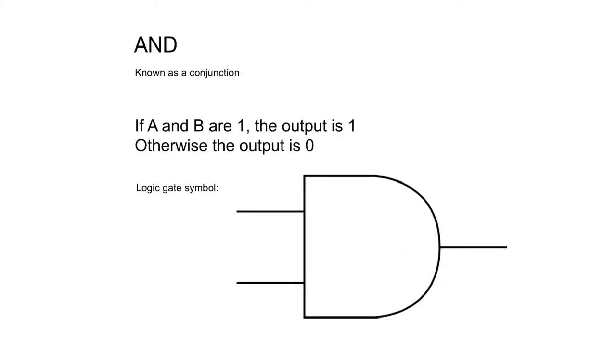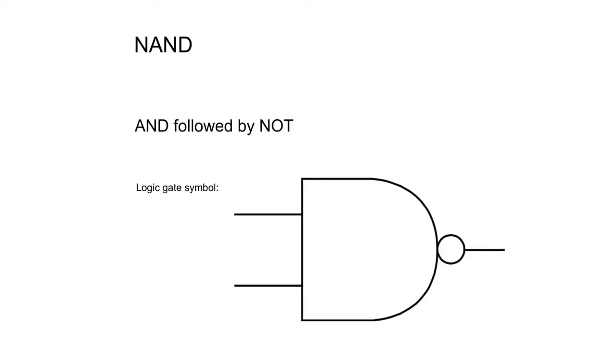Here is the symbol for AND. This is the symbol for NAND, an AND followed by a NOT. And you'll notice the little circle always indicates a NOT.